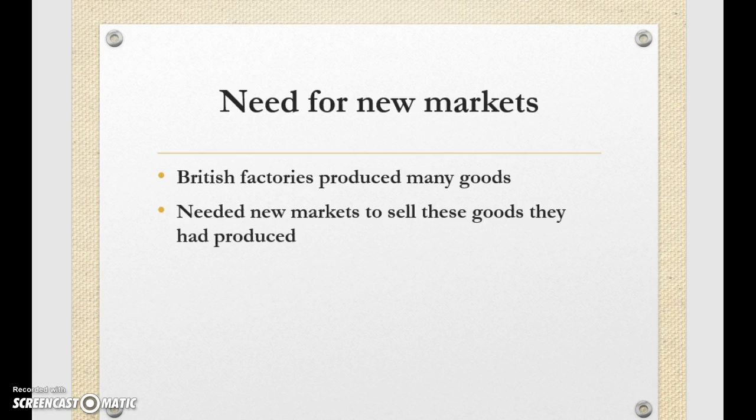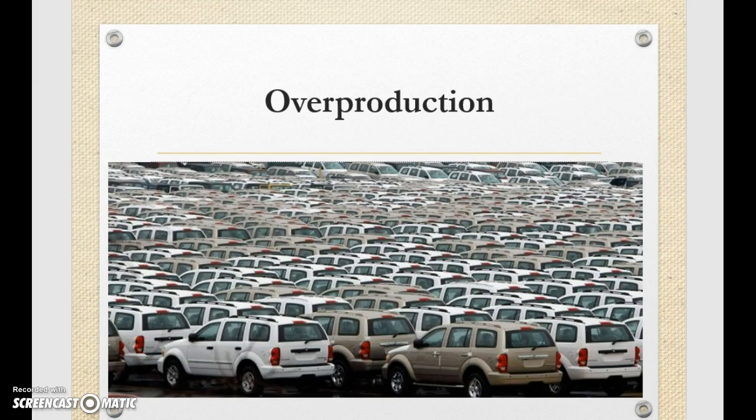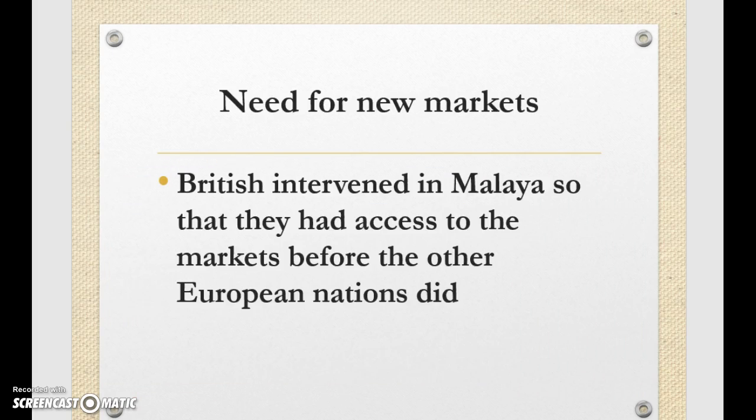Okay, so once they have control of Malaya, they can sort of force them to buy it, or rather, there will be a proper market for them to sell the goods. Now, you see, if you have too many goods, you would have overproduction. You would have too many cars lying around, and then you wouldn't be able to sell them. So if you have new markets, you would be able to sell the goods that you have made. So they would have access to the markets before the other European nations did.